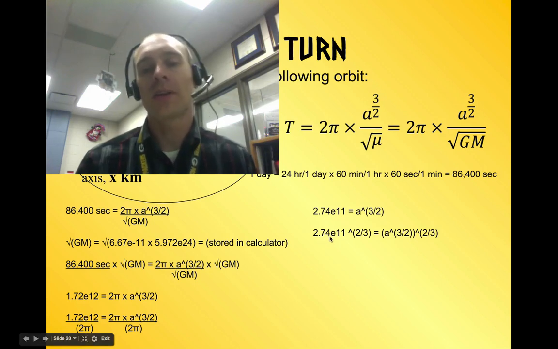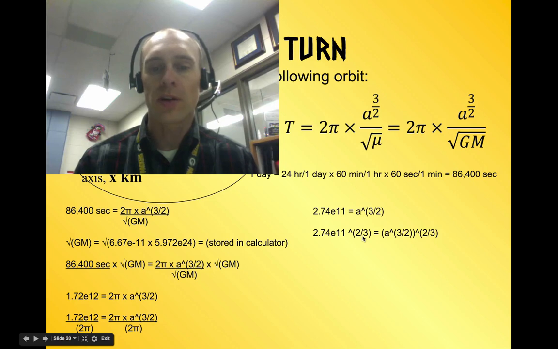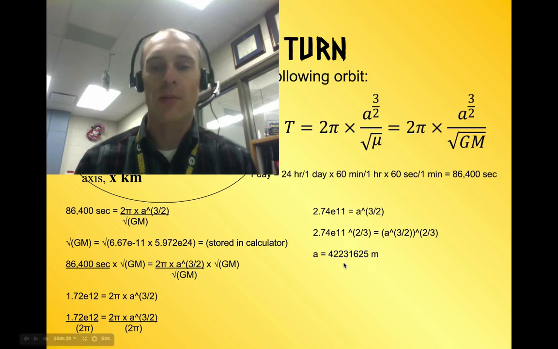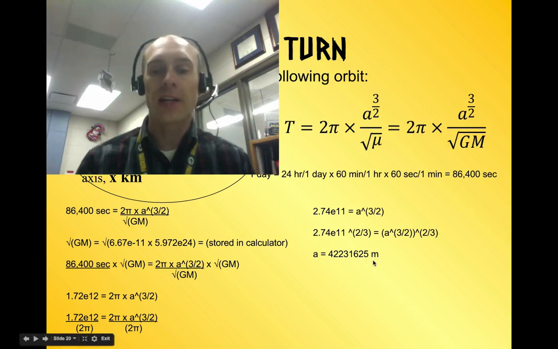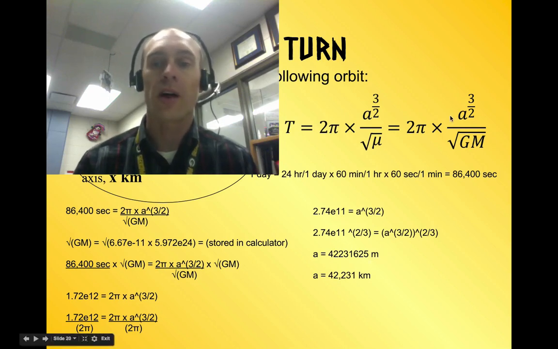So if I take 2.74 times 10 to the 11th to the power of 2/3, I end up with this number here, which as it's written doesn't really look like a whole lot. It looks like a bunch of garbage, and that just says meters. I need to divide this by 1,000 to get kilometers. Now that looks a whole lot better. I'm 42,000 kilometers away. That is my semi-major axis. So that is what you need to do to solve when you're solving for a semi-major axis.